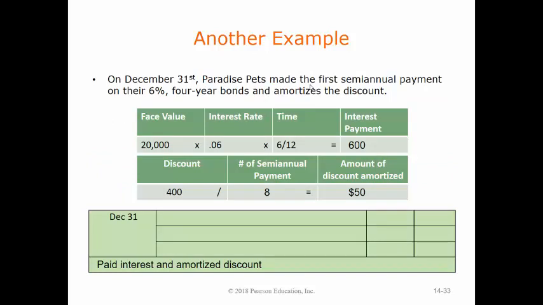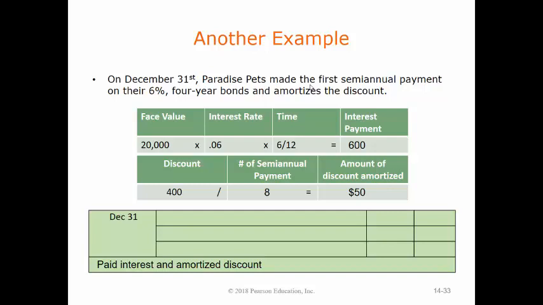Then, on December 31st, Paradise Pets is going to make the first semi-annual payment on the 6% 4-year bonds, and they're going to amortize the discount. Well, first, let's figure out what our interest payment is going to be. To find interest payment, our face is $20,000 times our stated rate of 6% times 6 out of 12, because it's a semi-annual payment, comes out to be $600. So we're actually transferring $600 in cash for the payment of interest.